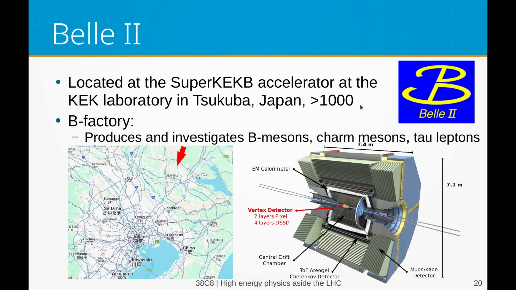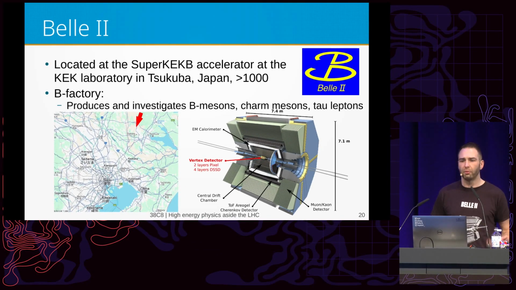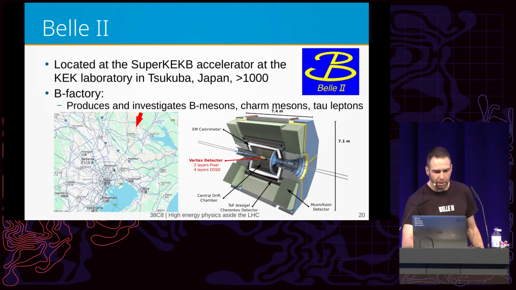So we are over 1,000 people by now working on this experiment, but of course there have been even more working on the experiment in the past. As already said, B factories are usually called B factories because they are meant to produce these B mesons, but we cannot avoid also creating charm mesons and tau leptons, so we can do our flavor physics with all of these particles. So you can see here, this is the larger Tokyo area, and the Belle II experiment is located here.